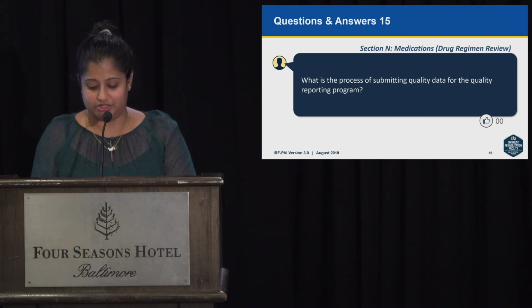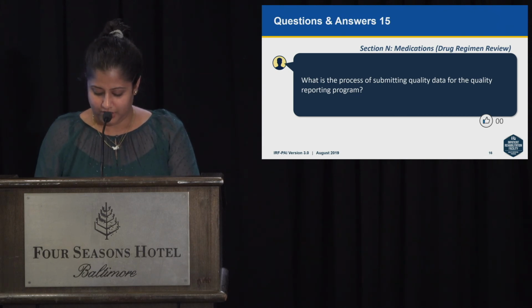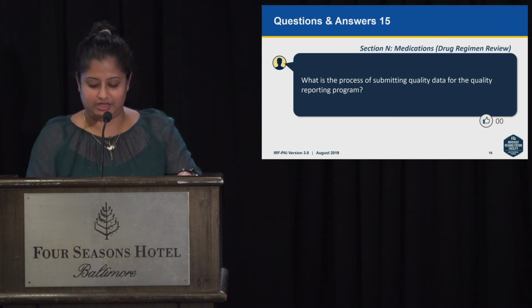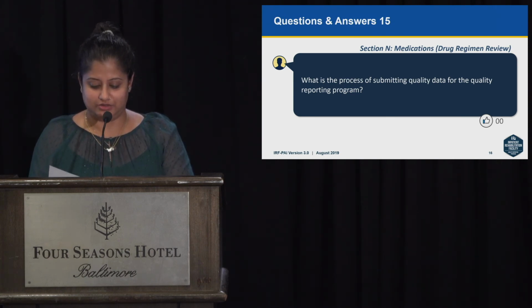CMS strongly encourages submitting the quality data prior to the deadline, ensuring the data is complete and accurate, and to address any data submission issues. For more information about IRF-PAI submission, you should check out the IRF-QRP website, or you can also email help@qtso.com. For more information about how to verify your data submission, please see the IRF-QRP site. And for questions about IRF quality data submitted to CMS via CDC's NHSN or NHSN registration, email nhsn@cdc.gov.